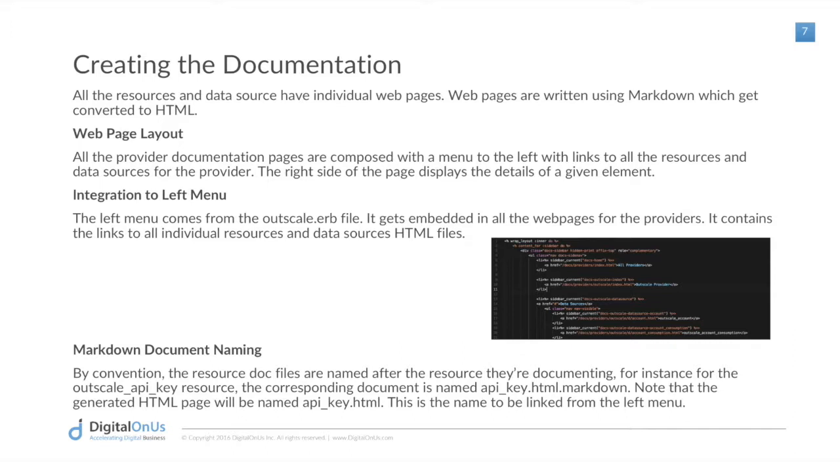Markdown document naming. By convention, the resource document files are named after the resource they are documenting. For instance, for the outscale_API_key resource, the corresponding document is named API_key.html.markdown. Note that the generated HTML page will be named API_key.html. This is the name to be linked from the left menu.